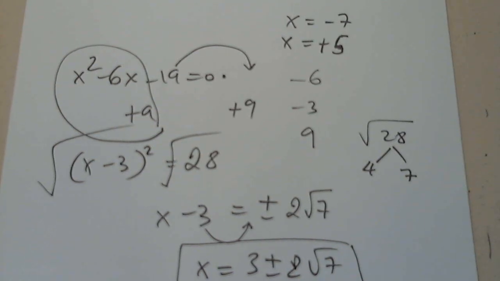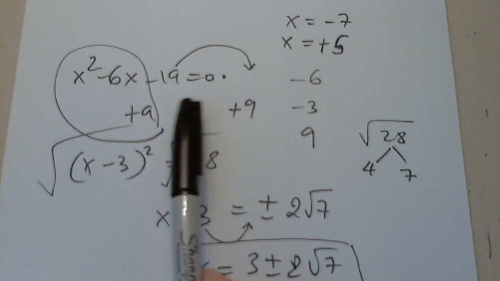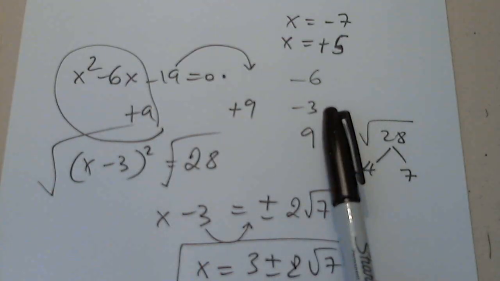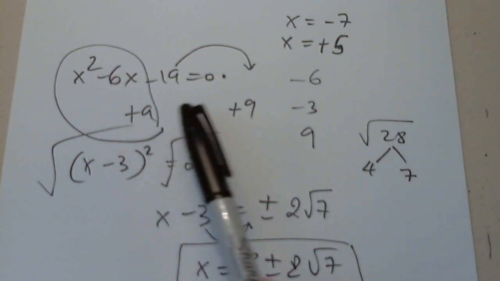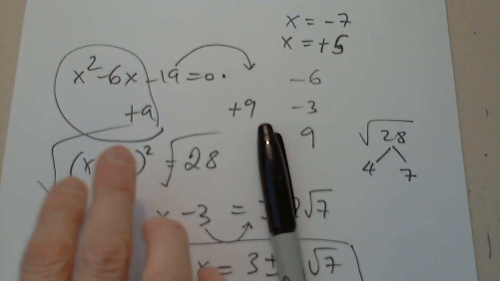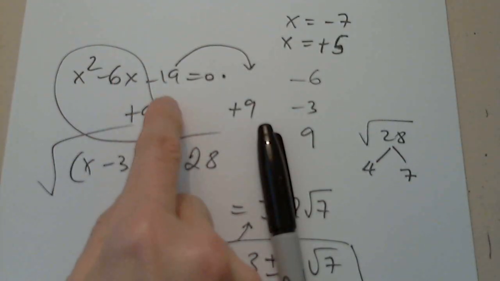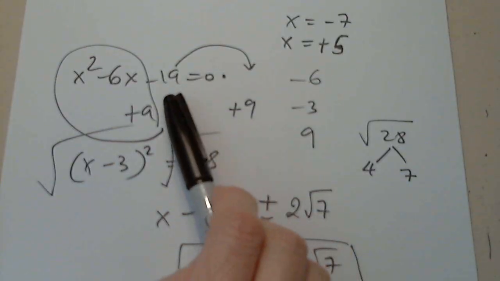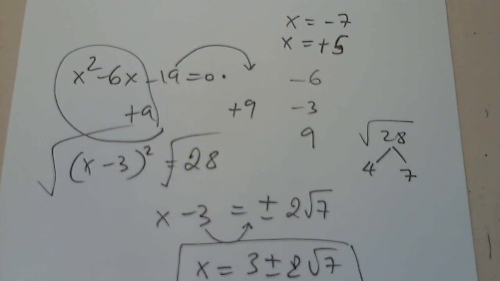So again, we had x squared minus 6x minus 19 equals 0. The middle coefficient, I divided by 2, and I square this number. And this is the number I have to add to both sides. Because here, when I square, I get the first term squared, minus 2 times the first times the second, plus the second term squared. I move 19 to the other side, and 19 plus 9 is 28.